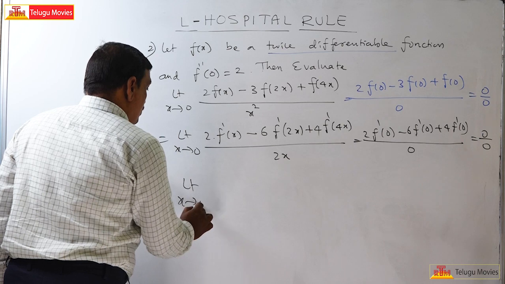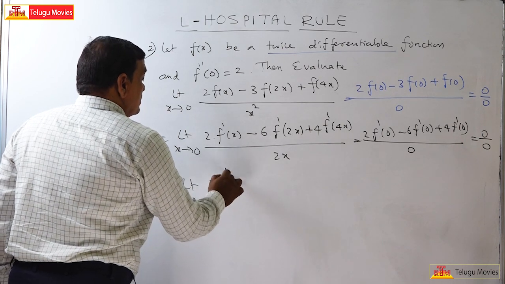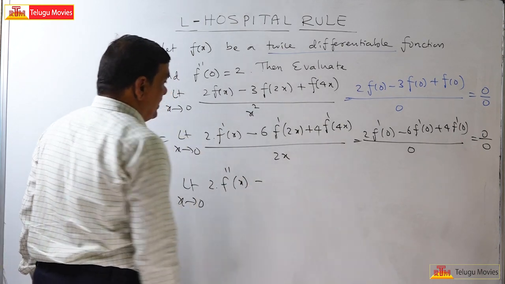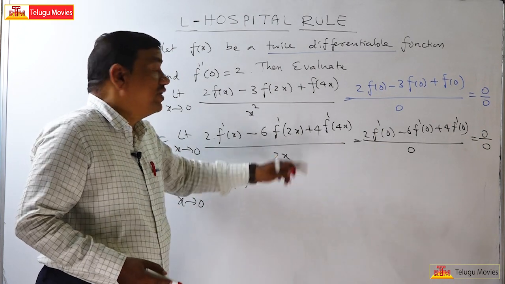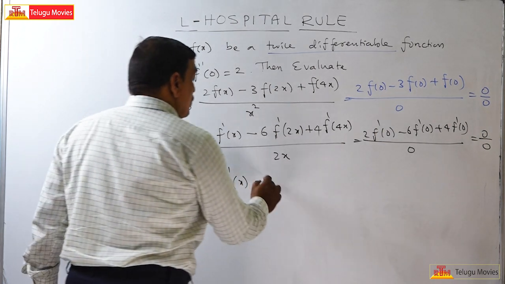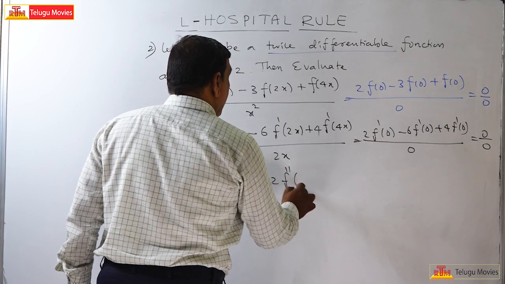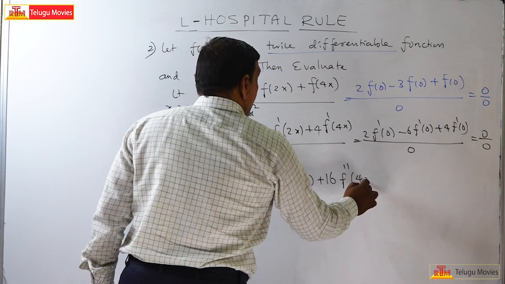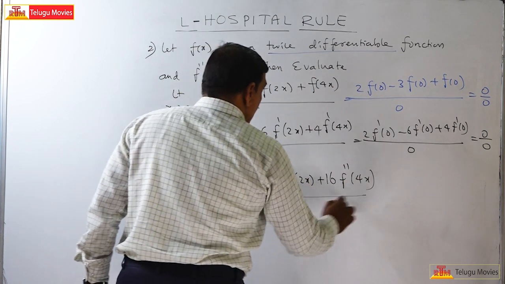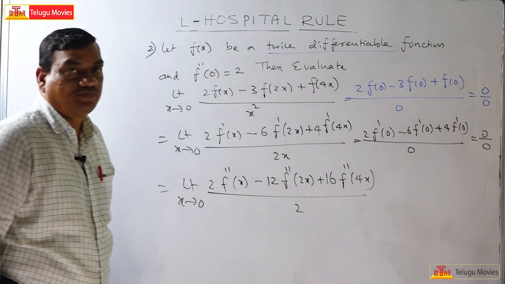Limit x tends to 0, 2 times f double dash of x minus, so f dash of x derivative is f double dash of x, and 2x derivative is 2. So this is equal to 12 into f double dash of 2x plus 16 into f double dash of 4x, whole divided by 2, the derivative of 2x.